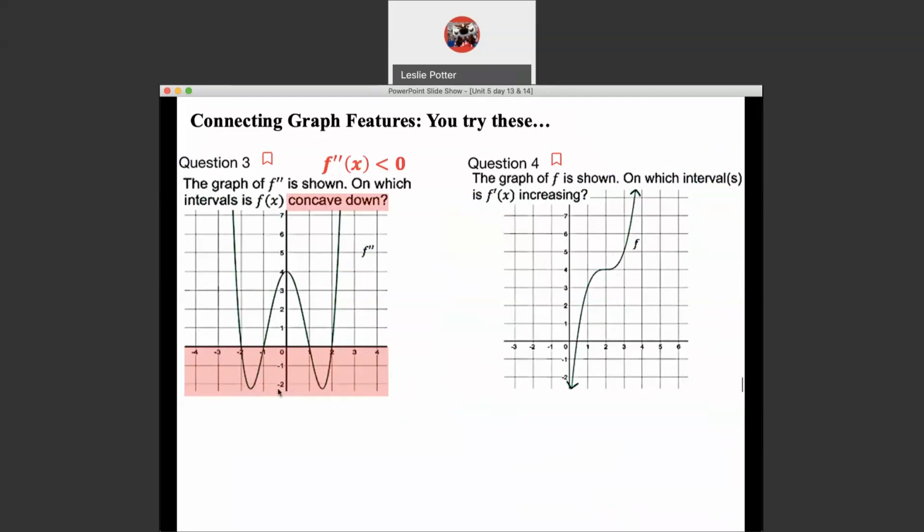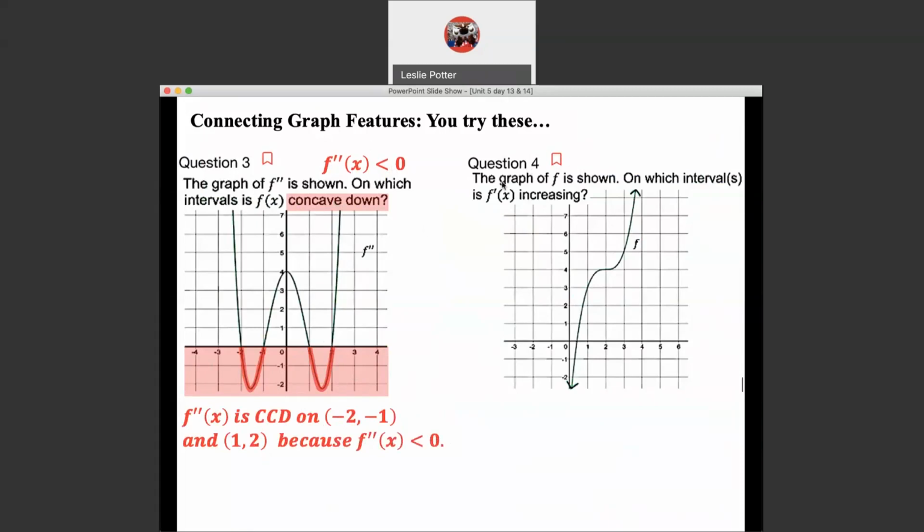And so it looks like we have two separate domains here where the second derivative is negative, from -2 to -1, and from 1 to 2. So the function is concave down on those domains, -2 to -1 and 1 to 2. And then the justification is we're going to pull right from this definition of concave down, because the second derivative is negative.